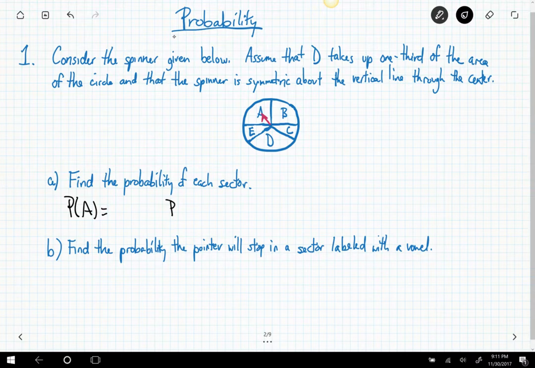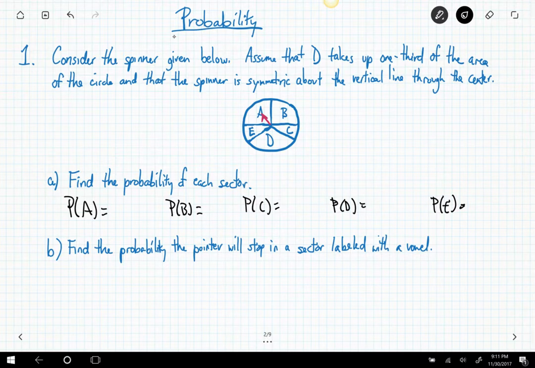So I'm going to write probability of A, probability of B, probability of C, probability of D, and probability of E. Now remember, if we take the sum of all the probabilities, we should have the probability of the sample space, which should equal 1. So that's something to keep in mind here. And we have that D takes up 1/3 of the area in this case. So that means the probability of D equals 1/3.